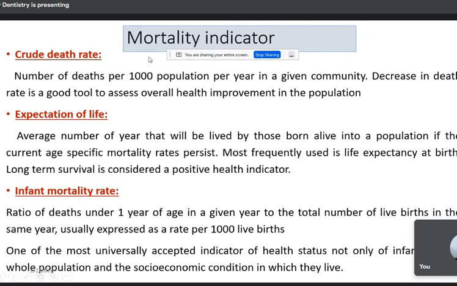Okay, so life expectancy denotes mortality. It is helping to understand about death. So that is the life expectancy, or expectation of life. And there is something called the infant mortality rate. Infant means the children who are less than 1 year of age. So it is the death of children under 1 year of age in a given year to the total number of live births, meaning how many children were born that year and out of them how many died. So that is the infant mortality rate.